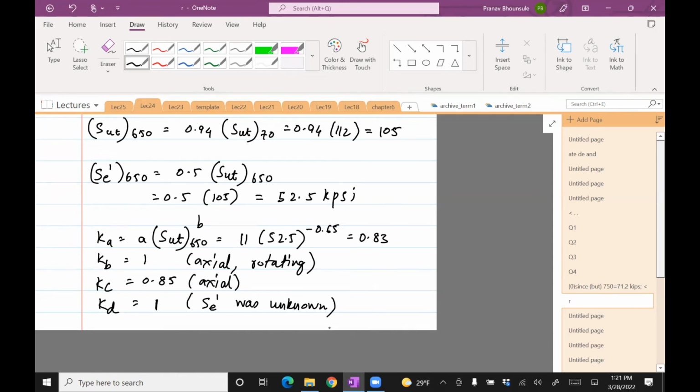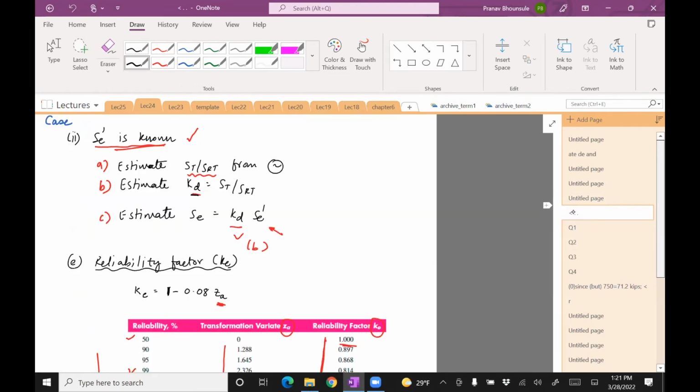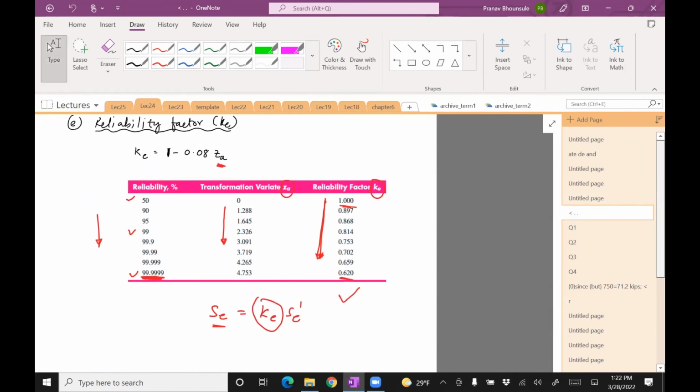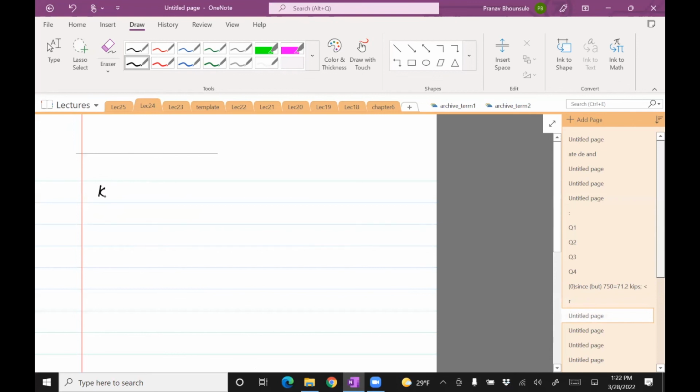Okay, it's still one more factor away, which is KE. Going back. Okay, so we were told that it's 99% reliability, which has a KE of 0.814. So KE. Well, let me just move all that to this page.